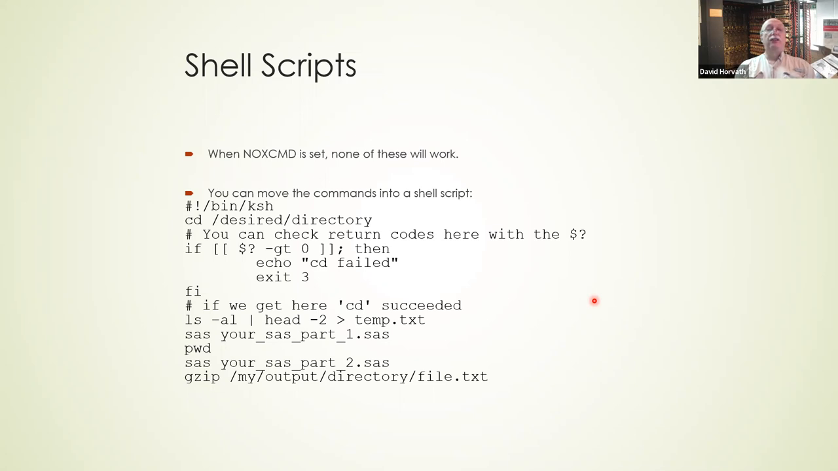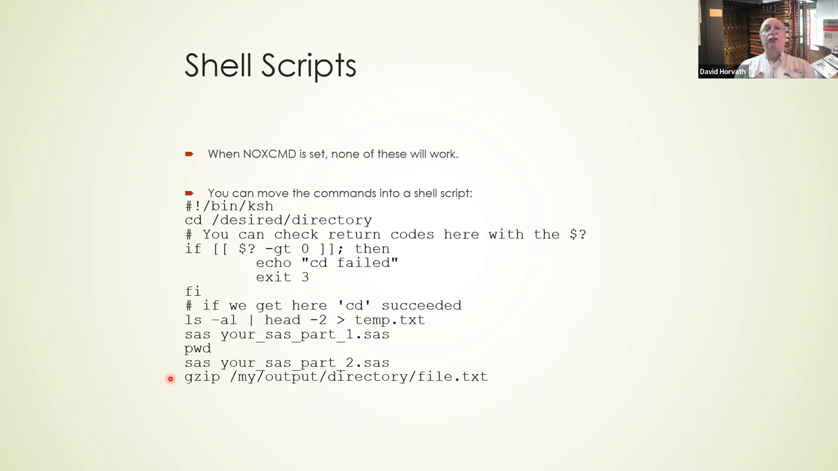There's a way around it. You can move the commands into a shell script. Rather than running those commands directly in your program, you put them in a shell script and run the shell script. I go to a particular directory with the cd command, I can check return codes, and exit gets me out of the shell script. I can save my output to a file. My SAS program, instead of reading from a pipe, would read from a file, do its processing, and gzip that output file directly rather than through the pipe or through an X command.